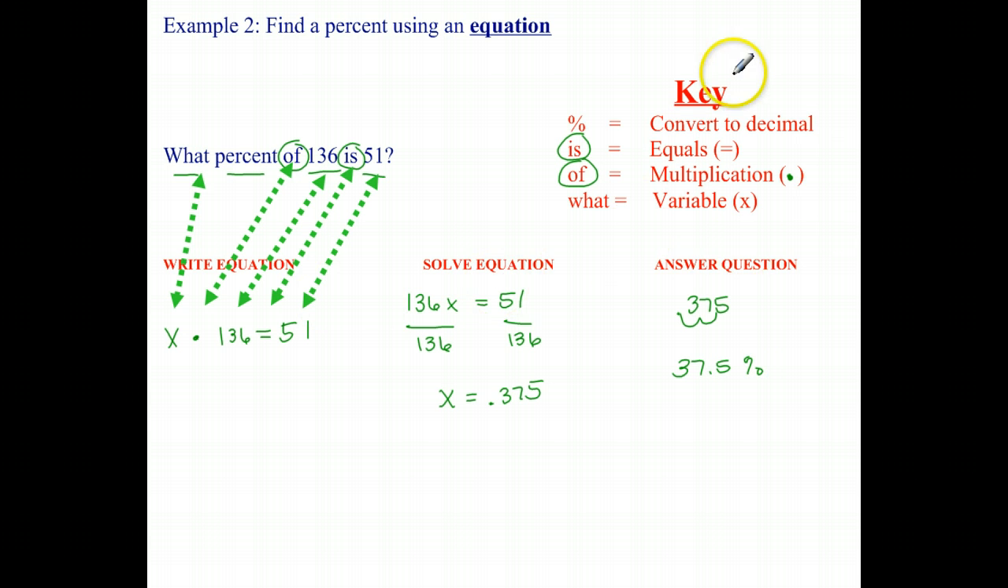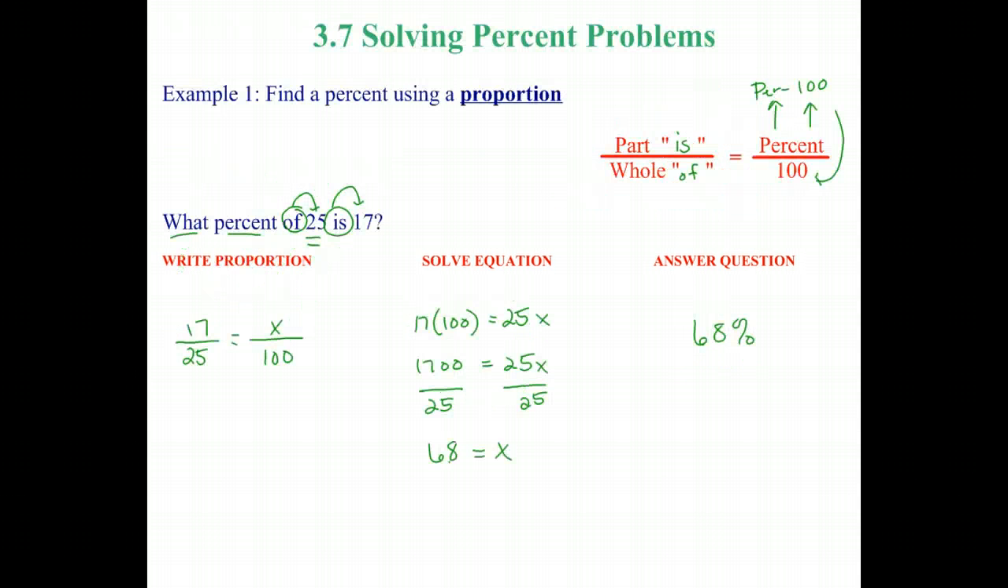If I were you, I would make sure that you've copied down this key, and I'll flip back to my first screen. I would also make sure that I have copied down this as a guide to set up my proportions.